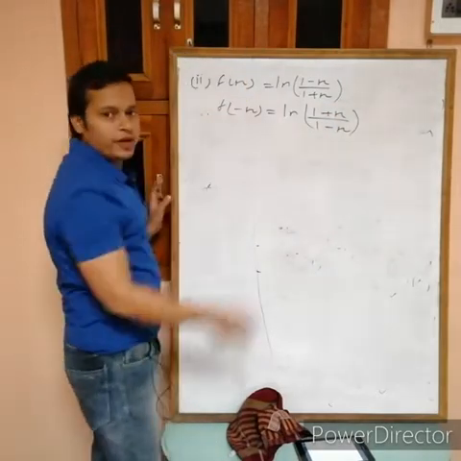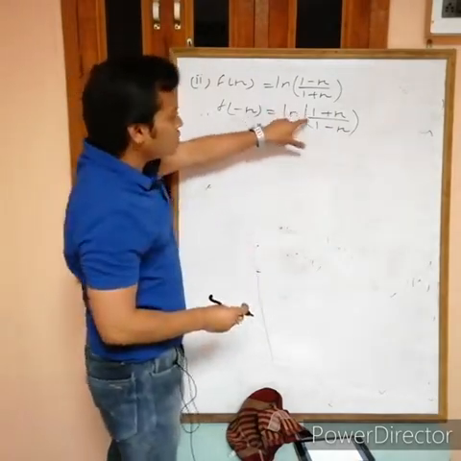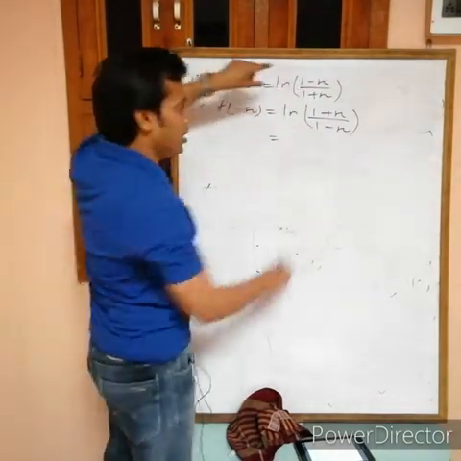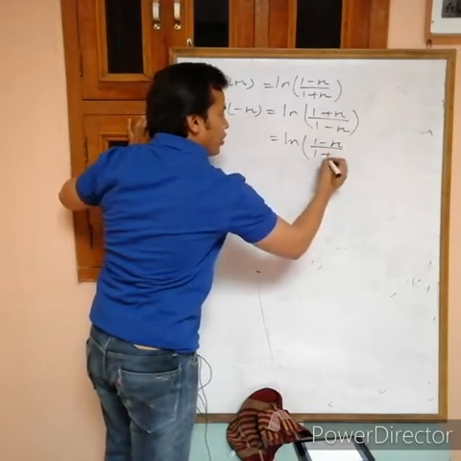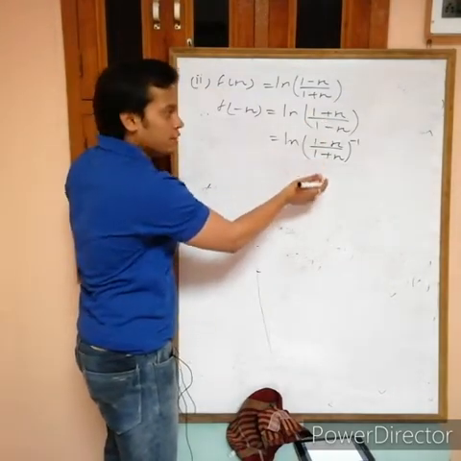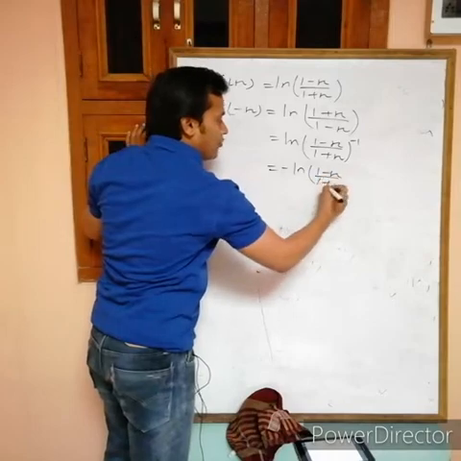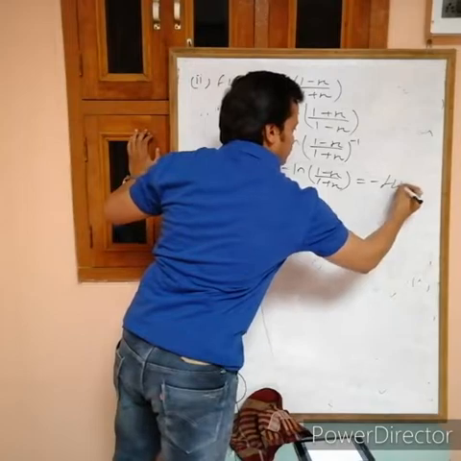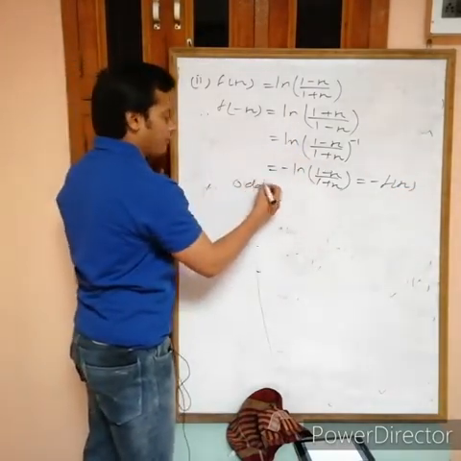Now can you write this one in terms of f(x)? Easily we can write. Can I write this one in terms of this one? This one power minus 1. This is the opposite of this one, no? So I can write this one as ln of ((1 minus x) by (1 plus x)) power minus 1. Opposite of each other, na? Minus 1 outside, then minus of ln (1 minus x) by (1 plus x), this is equal to minus f(x). Okay, f(minus x) equals minus f(x), so odd.